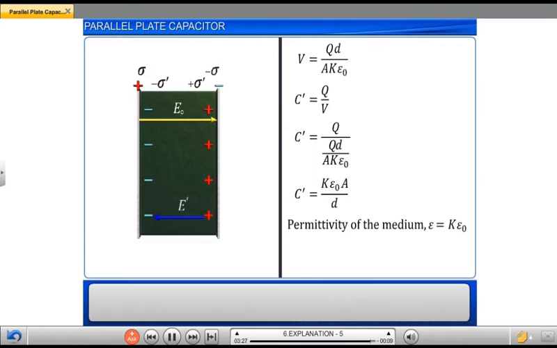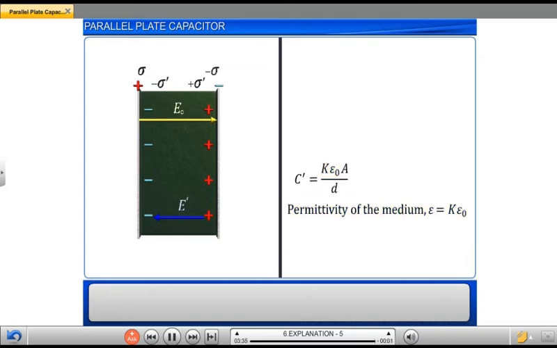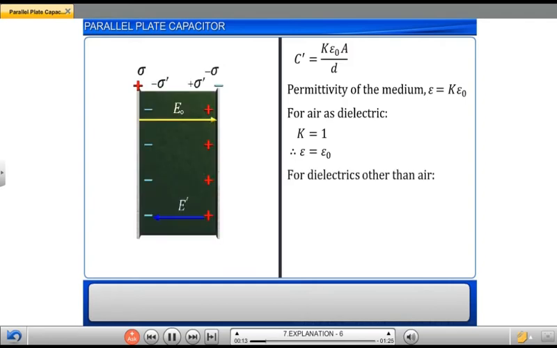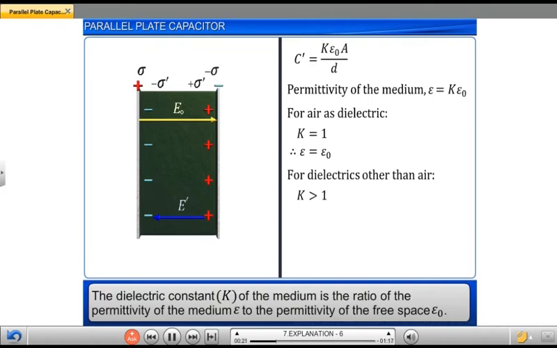Here, the value of K epsilon naught is called epsilon, where epsilon is called the permittivity of the medium. For air, the dielectric constant K is equal to 1. Hence, we have epsilon equal to epsilon naught for air. For dielectrics other than air, we have the dielectric constant K greater than 1. The dielectric constant K of the medium is defined as the ratio of the permittivity of the medium epsilon to the permittivity of the free space epsilon naught.